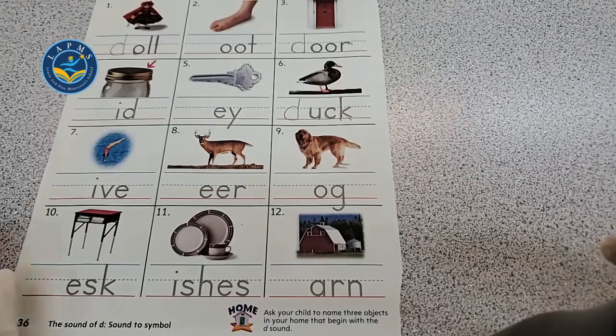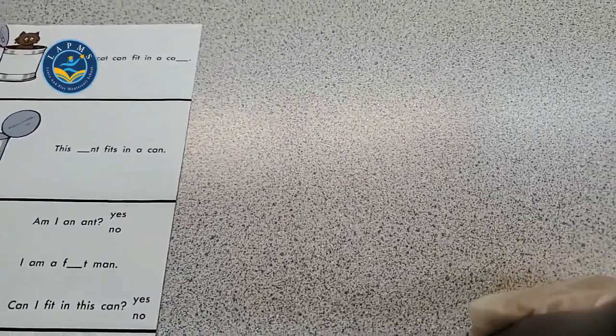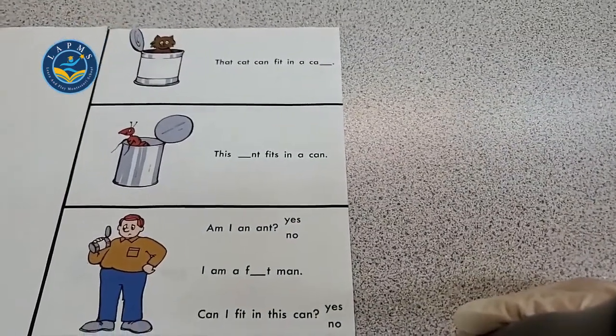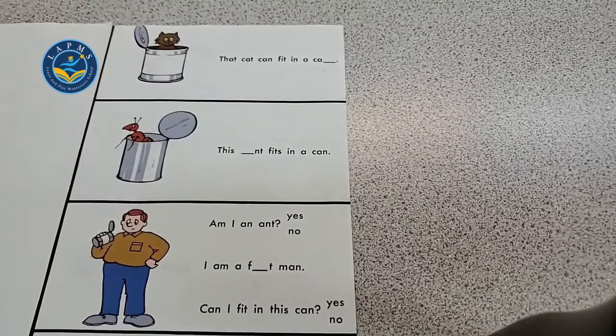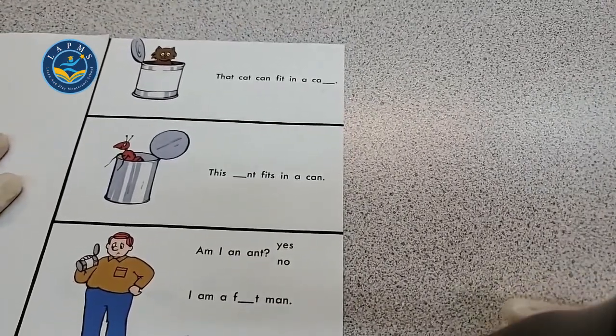Now, my friends, guess what I forgot? I forgot to get a cover to cover my answers. So I'm going to use one of my worksheets here. Okay. So there we go. I covered my answers, right? All right. So let's read the sentences.